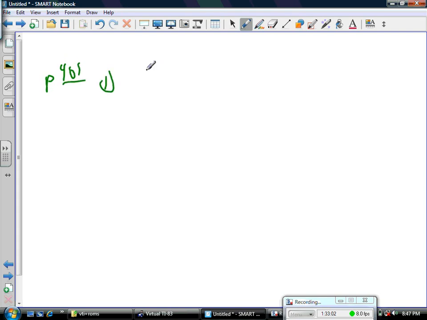Number 1 says, does this thing diverge or not? 1 over n minus 3, as n goes from 4 to infinity. And they said, hint, use what you know about 1 over n. All right, what do you know about 1 over n?